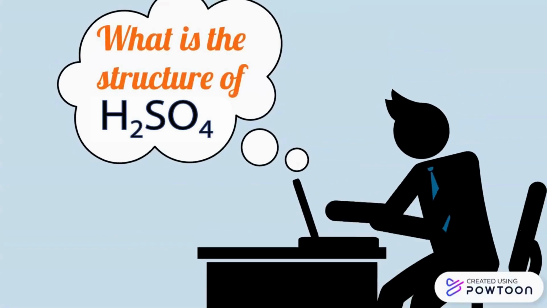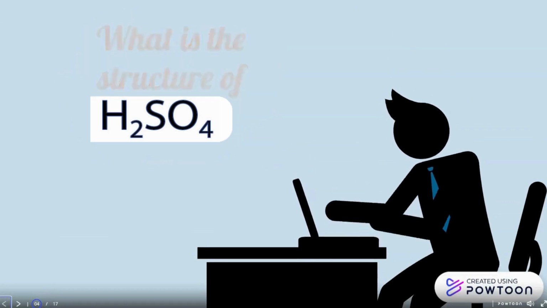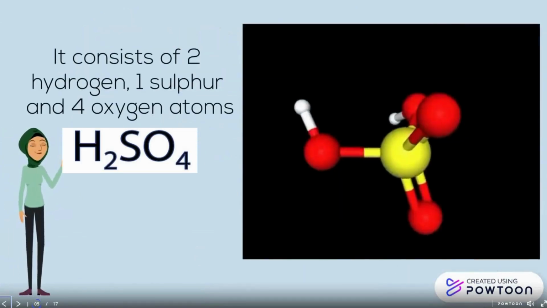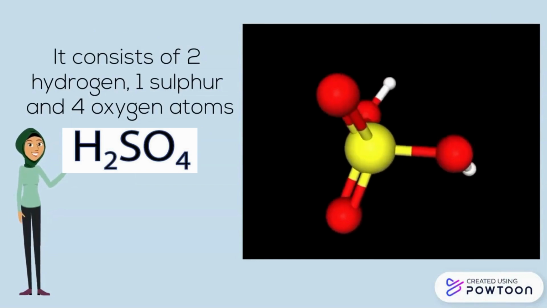What is the structure of sulfuric acid? It consists of 2 hydrogen, 1 sulfur and 4 oxygen atoms forming H2SO4.